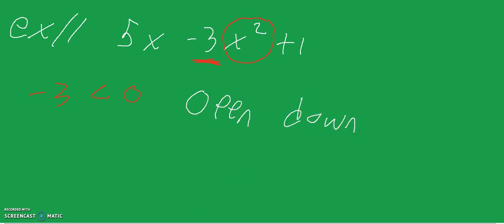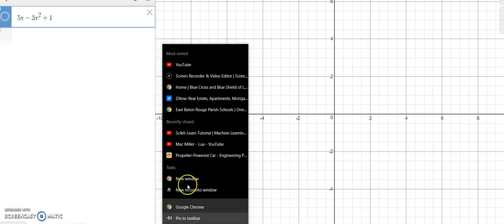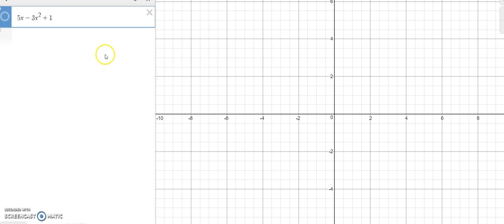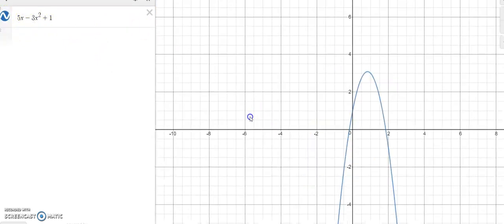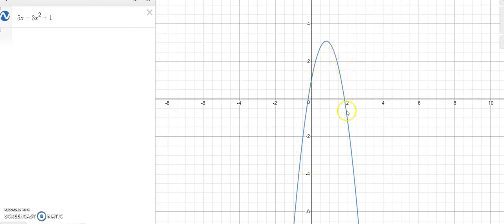Now, I used my fancy little online graphing calculator, desmos.com. Whoops, let's close that. So we can see I have 5x minus 3x squared plus 1. I'm going to turn the graph on by clicking right here, and my graph opens downwards. We can see that it's downwards facing.